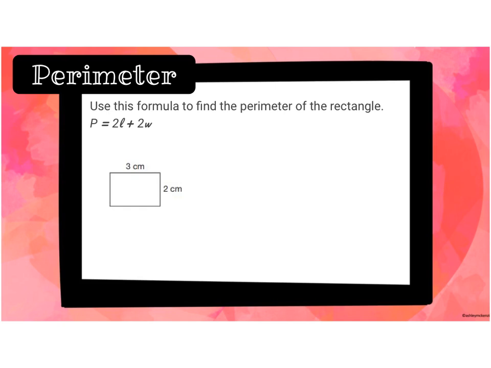Well, what if I give you this formula and I said P equals 2L plus 2W? Does that scare you? No. It shouldn't. Okay, I don't want it to. What do you think P stands for? Perimeter. It stands for perimeter. Okay, what do you think the L stands for? Length. And the W? Width.